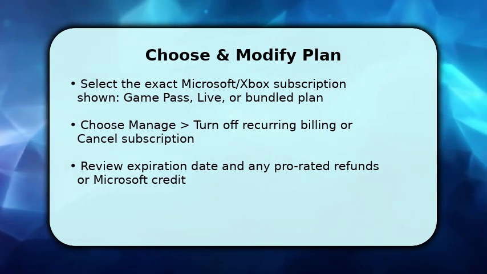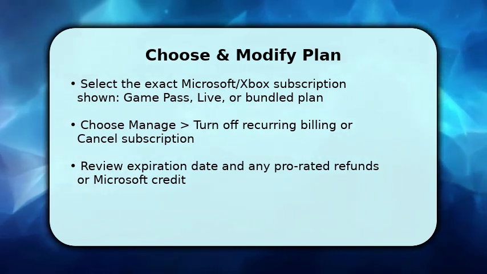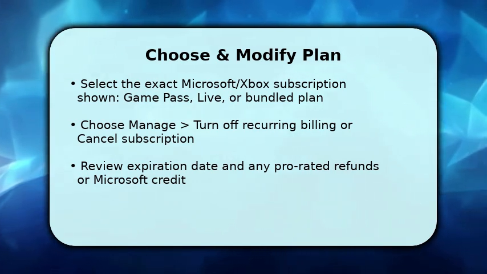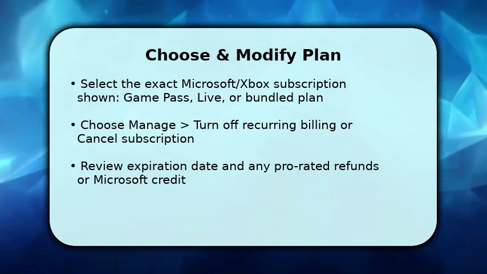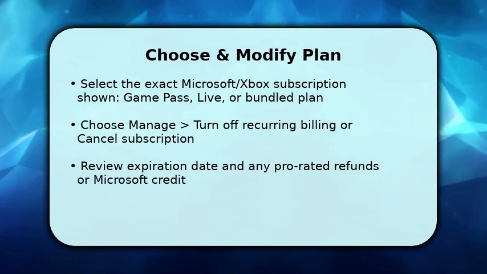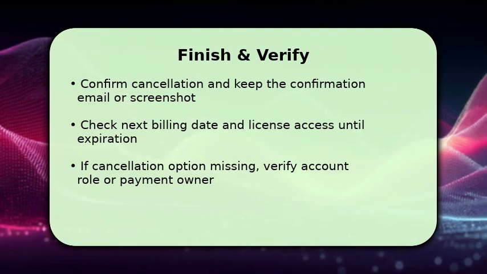Xbox shows whether you'll lose access immediately or at period end. Make sure to read the displayed expiration date and any note about refunds or prorated charges. If it offers to switch instead, ignore that and confirm cancellation so you don't get charged next cycle. Finish by confirming the cancellation prompt.